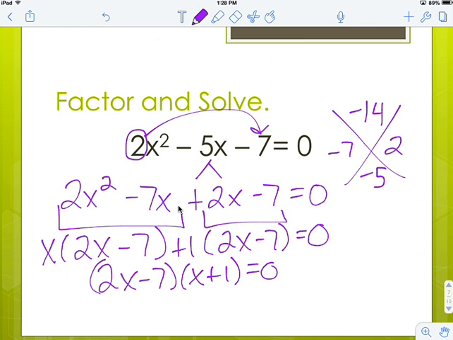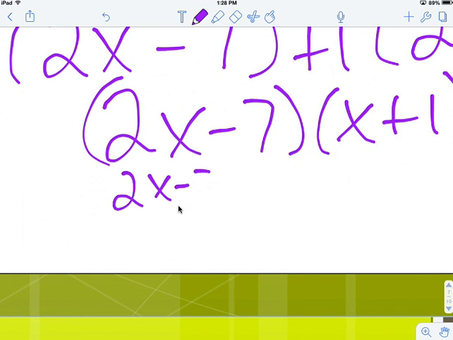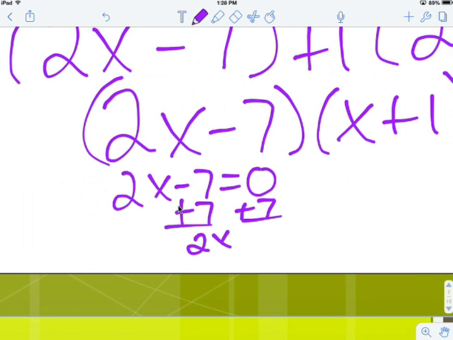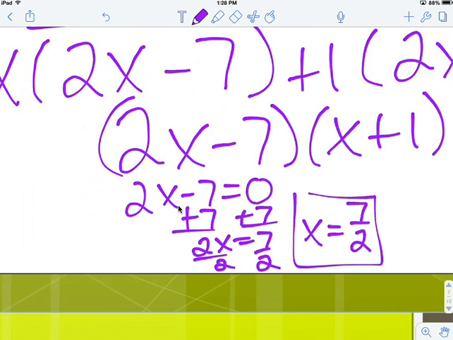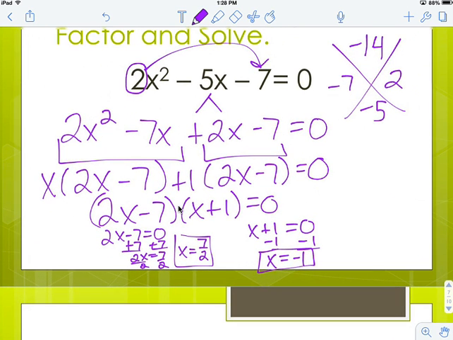Now we're going to do the new step of solving. So if 2x minus 7 equals 0, then we add the 7 and then divide the 2. So my first answer is x is 7/2. The second factor was x plus 1, so we set that equal to 0 and subtract the 1, and x is negative 1. All of the factoring rules are the same from last class. The only part you're adding is when you have to set both equal to 0 and solve.